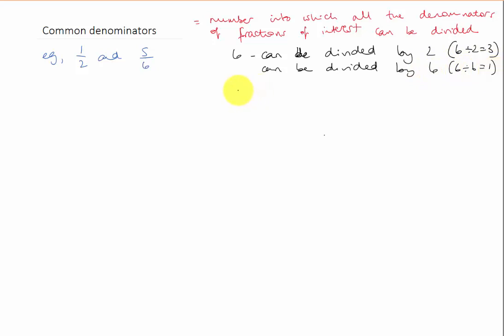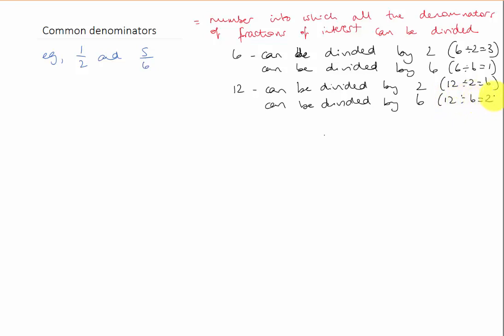But equally, we could take the common denominator 12. So it can be divided by 2. 12 divided by 2 is 6. And it can be divided by 6. 12 divided by 6 equals 2. And there are lots of examples. There's an infinite number of common denominators for 2 and 6.